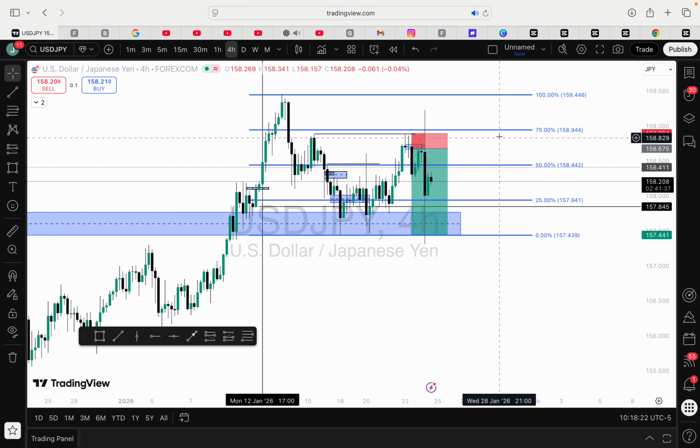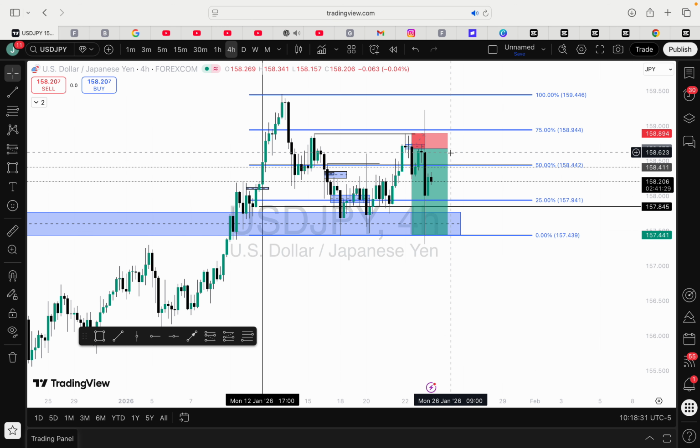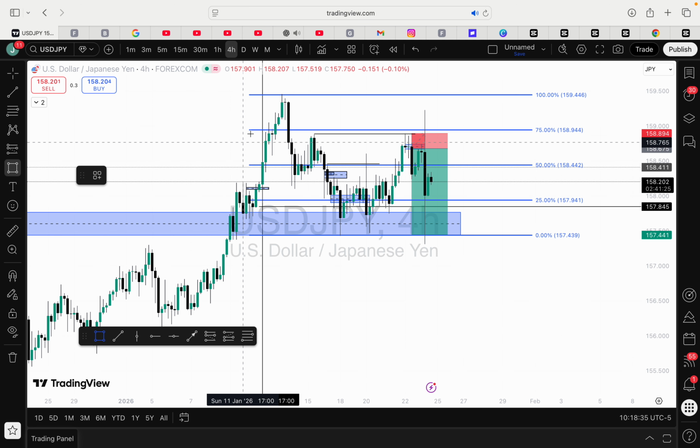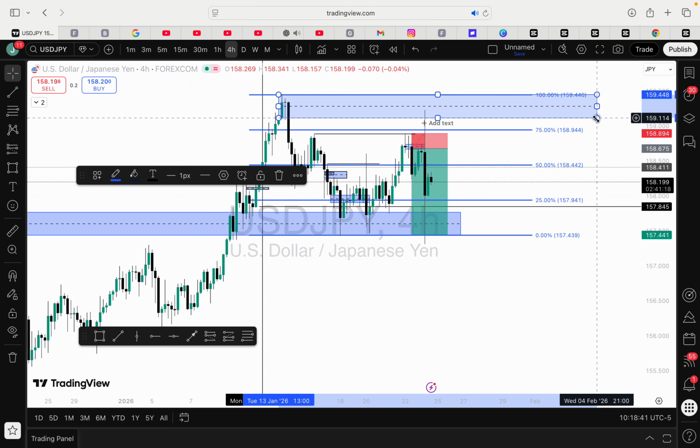So as you can see here, these are the levels for the Fibonacci: 100%, 75, 50, 25, and 0% levels. So at this area, price normally goes to the, so this is the order block, high close candle. You can also mark it at this area.